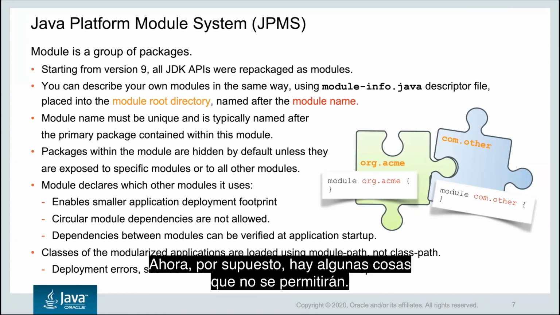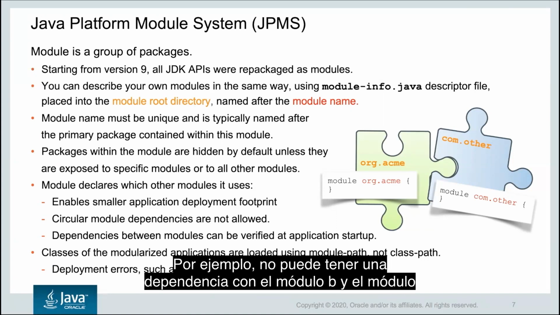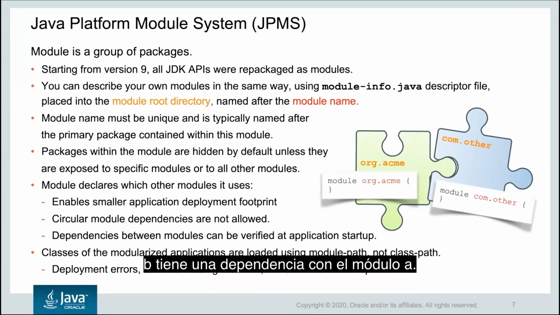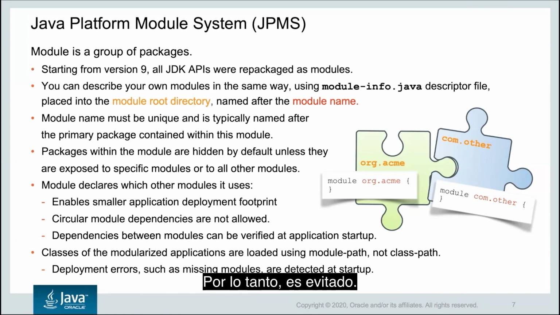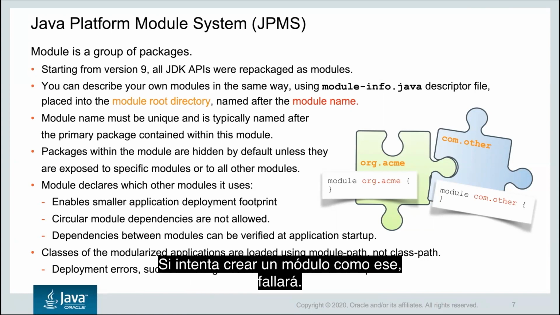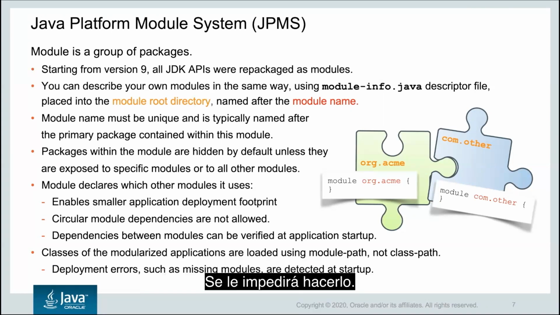Now, of course, there are certain things that will not be allowed. For example, you cannot have module A have a dependency on module B and module B have a dependency on module A. So the circular loop of dependencies will not be allowed, right? That's prevented. If you try to create a module like that, you'll fail. Yeah, you will be prevented from doing it.